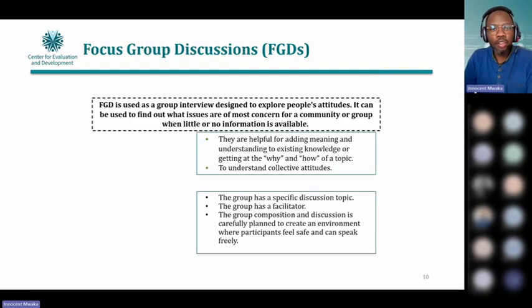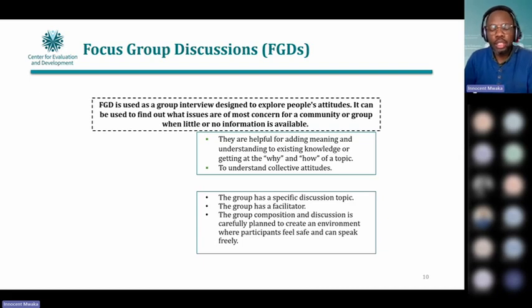And then the focus group discussions here, it's used as a group interview designed to explore people's attitudes. So when we want to find out issues that concern, let's say, the community or the group, and there's little information available, we tend to apply focus group discussions. They help in adding meaning to the information that you already have, but also explore still the questions of why and how, and also to understand a collective or a public attitude around a certain topic.